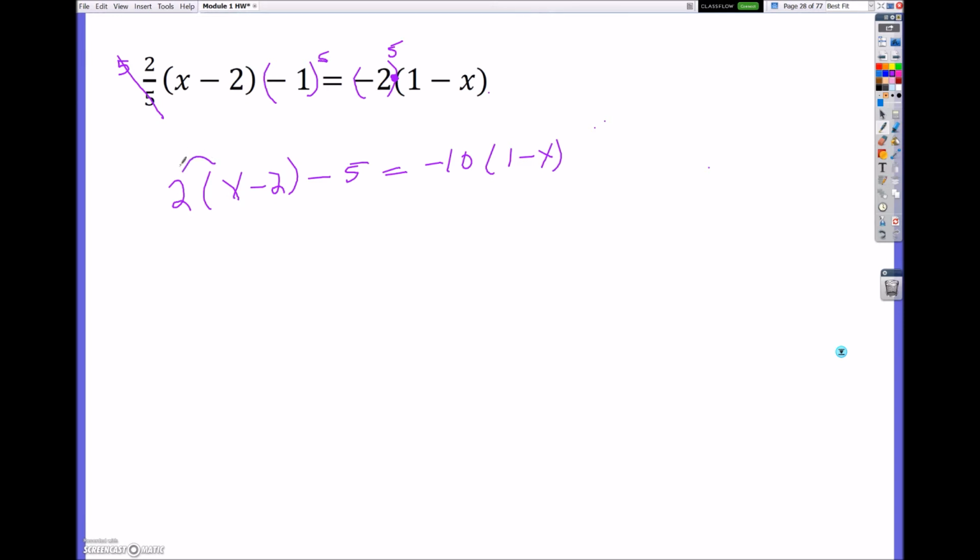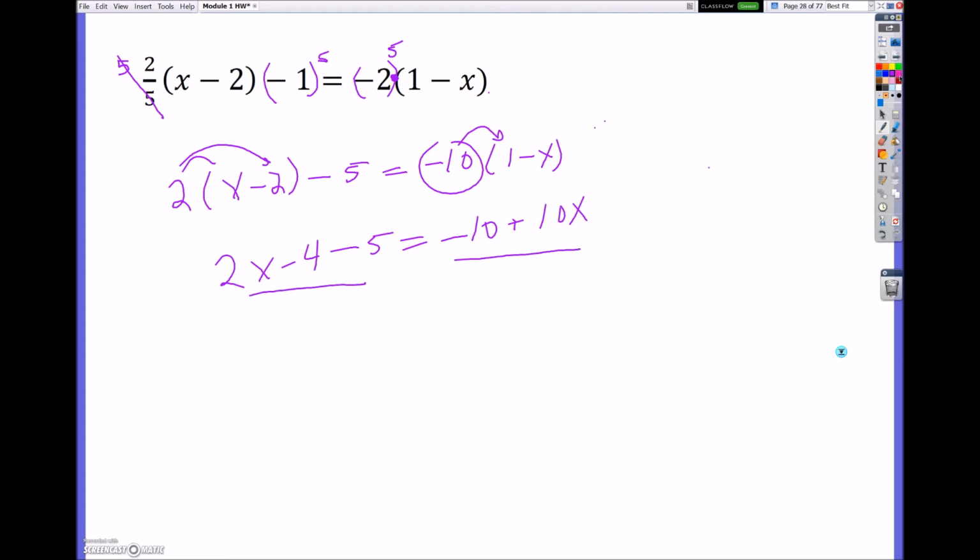So when we go ahead, we're going to distribute this 2 to each and every term to get 2x minus 4 minus 5 is equal to, we're going to distribute this negative 10 to the 1 to get negative 10. And a negative times a negative is a positive, so it's going to be a positive 10x. Now I'm going to look at the left side and the right side of the equal sign and see if there's anything I can combine. Right here, I have a negative 4 minus 5, which is negative 9. So that's going to be 2x minus 9 is equal to, now there's nothing I can combine here, so it's going to be negative 10 plus 10x.